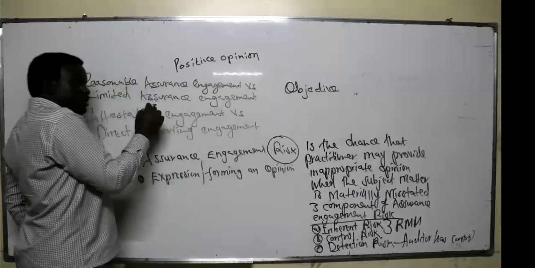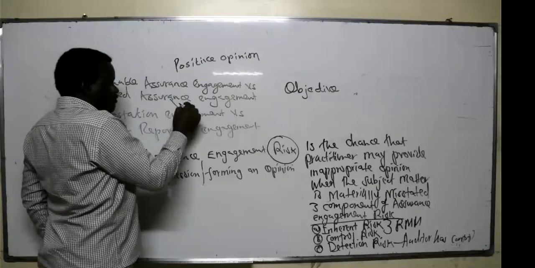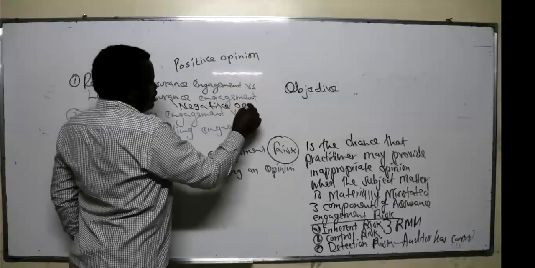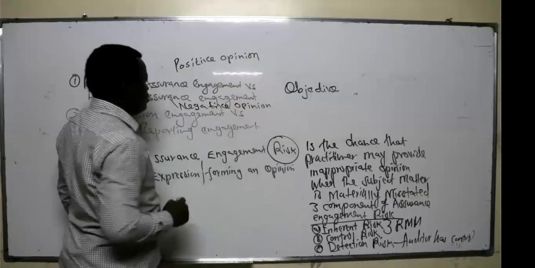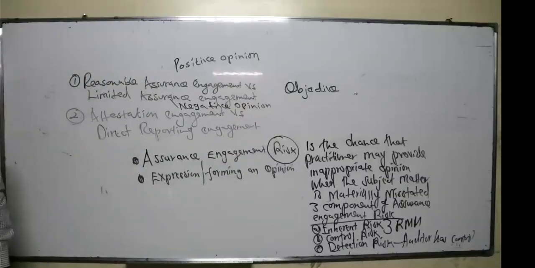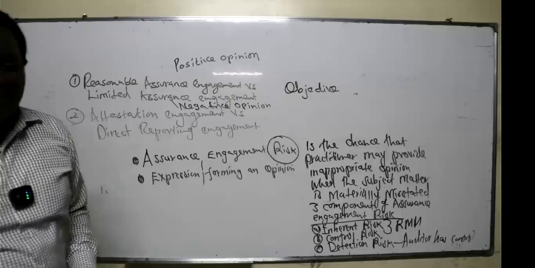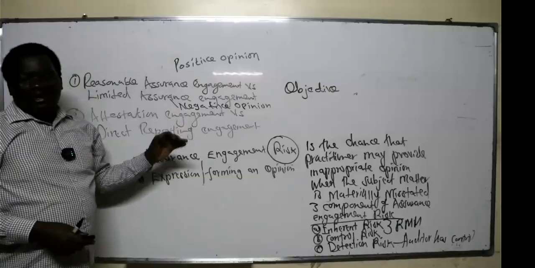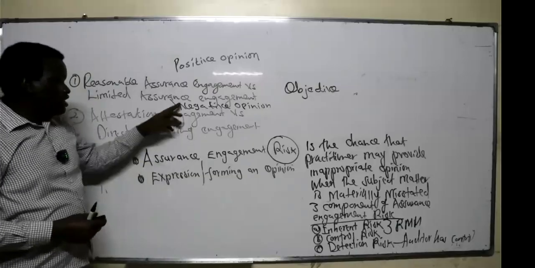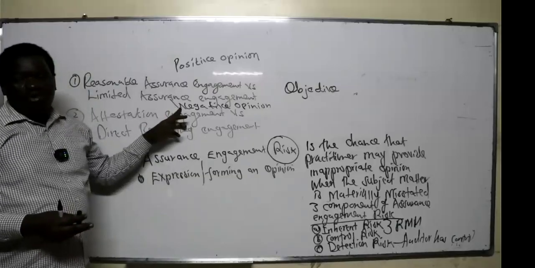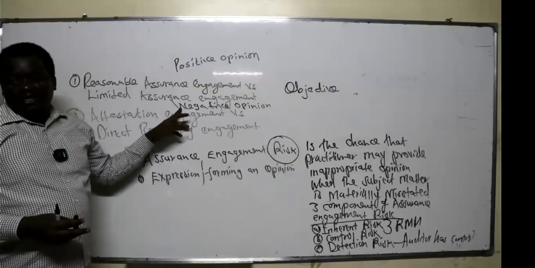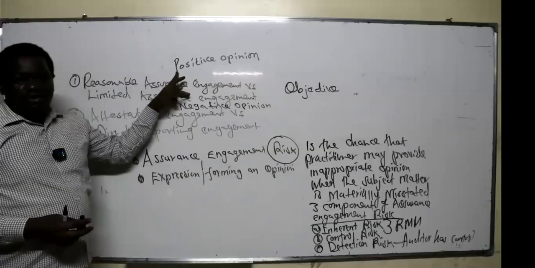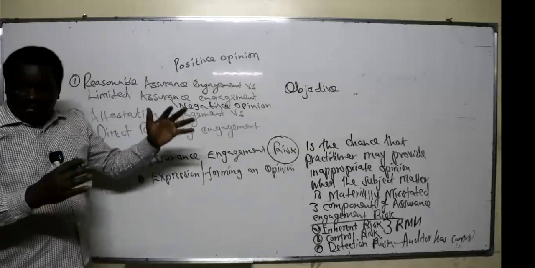While in a limited assurance engagement, he provides what we call a negative opinion. So negative opinion is expressed under a limited assurance engagement. Most of the time, when we say that these are positive opinion, these are negative opinion, we tend to think that negative is also a bad opinion. No. Negative is not a bad opinion. Neither is a positive a good opinion in all circumstances.